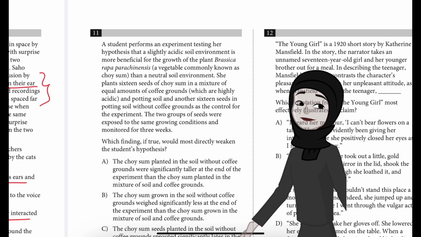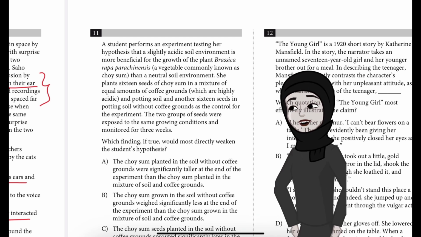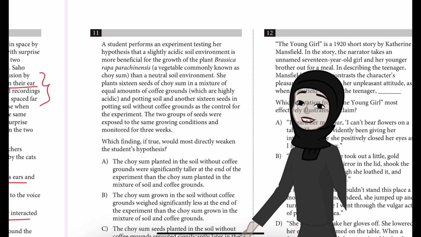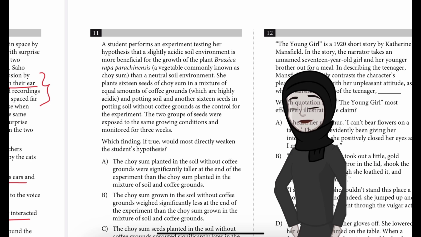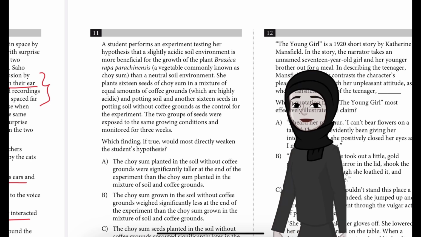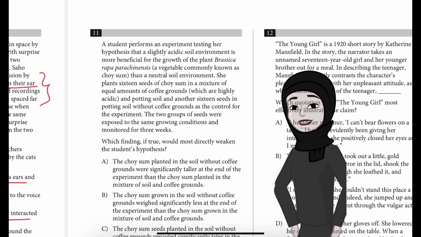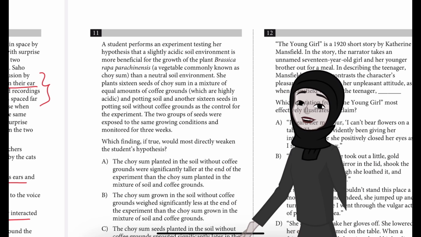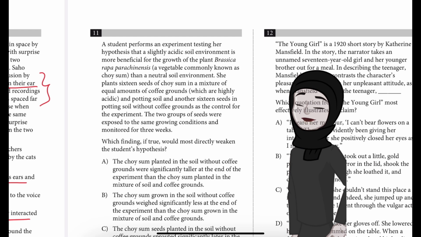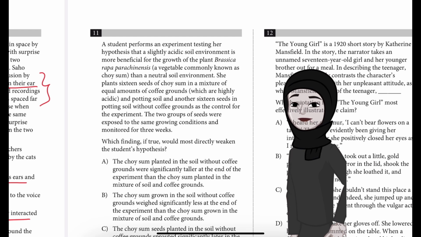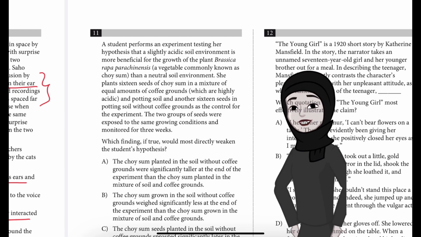She plants 16 seeds of choy in a mixture of equal amounts of coffee grounds, which are highly acidic, and potting soil, and another 16 seeds in potting soil without coffee grounds as the control for the experiment. The two groups of seeds were exposed to the same growing conditions and monitored for 3 weeks. Which finding, if true, would most directly weaken the student's hypothesis?